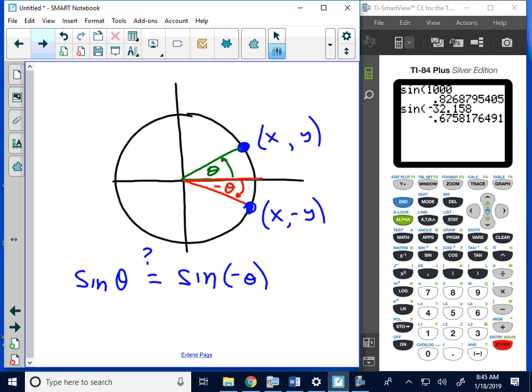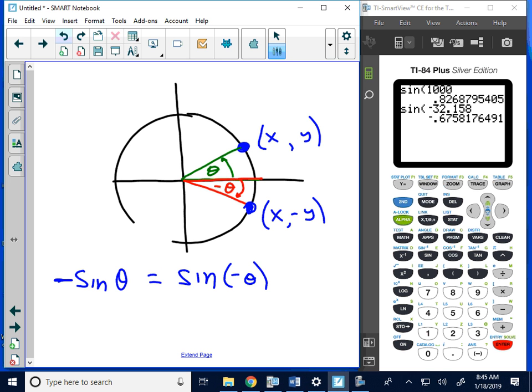How are they related? Is this y coordinate related to that one in any way, shape, or form? It's the opposite. Okay. So the sine of theta is the opposite of the sine of negative theta. You could put that here or put it there. It doesn't matter, one or the other. Usually we see it this way. Okay. So that's the relationship between the sine of an angle and the sine of the opposite angle.